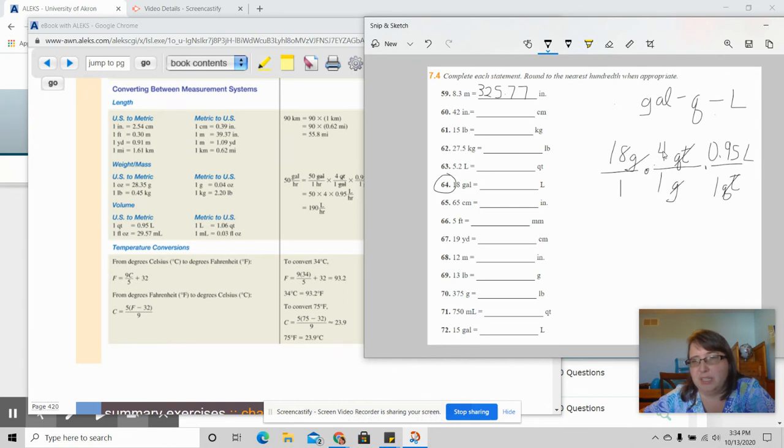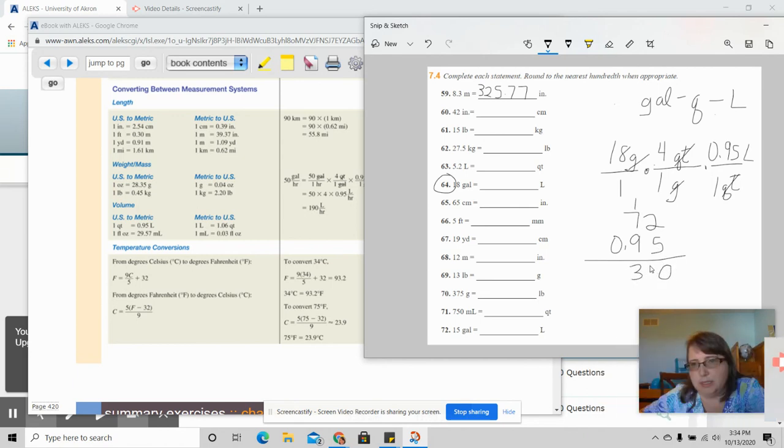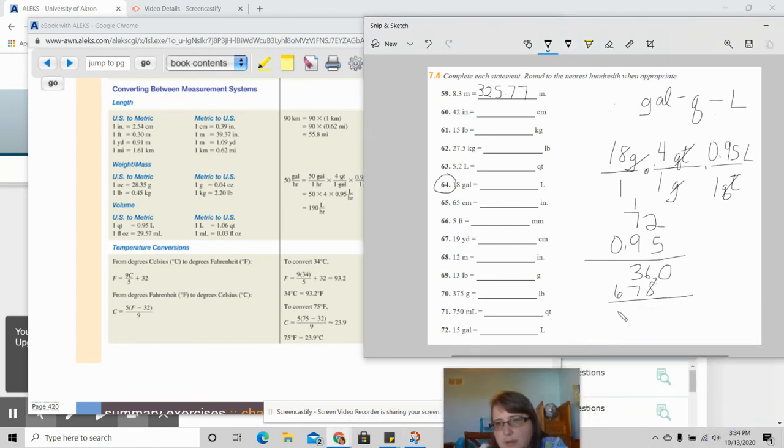So we'll do 18 times 4. Let's see, that's the same as 9 times 8, so that's 72. And we'll multiply that by 0.95. So we'll do this multiplication and finish this. Again, this is called dimensional analysis. So 4, 1, carry a 1 is 7. We have 2 decimal places, so 68.4.